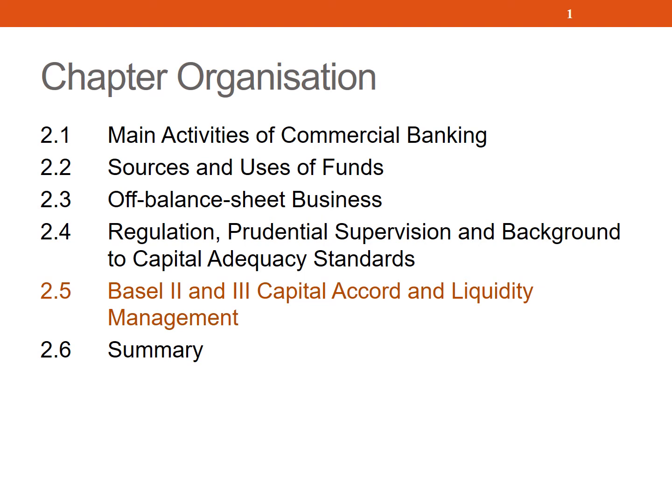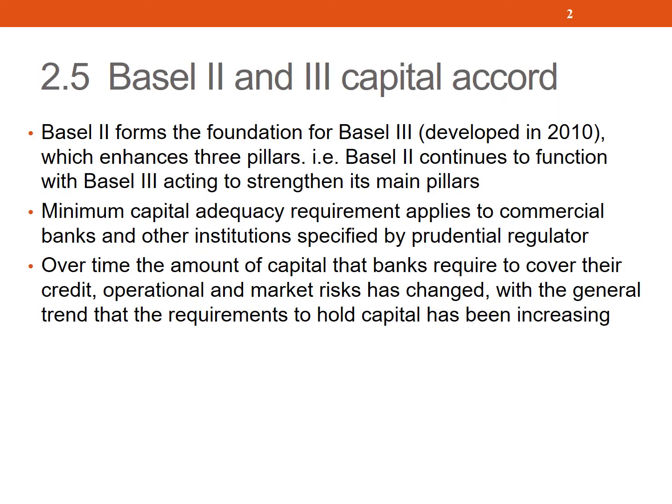So what we're going to have a look at now are the Basel capital adequacy requirements as well as liquidity management. Basel 2 and Basel 3 are capital adequacy requirements. And basically what that means is these are requirements for banks to maintain a certain amount of capital, and that capital acts as a buffer against the different risks that banks face.